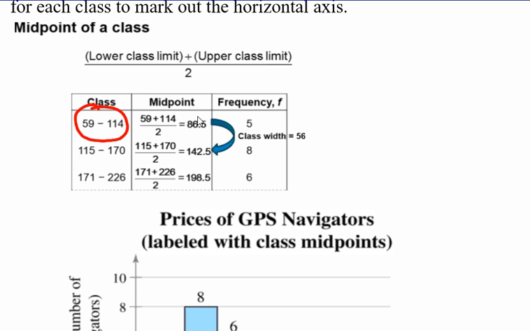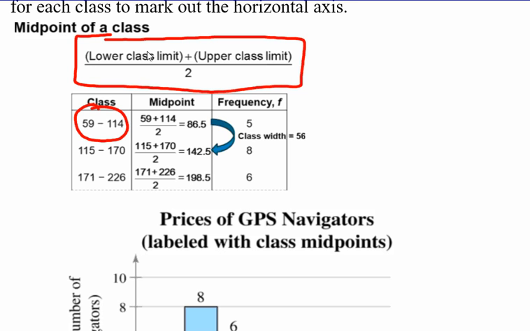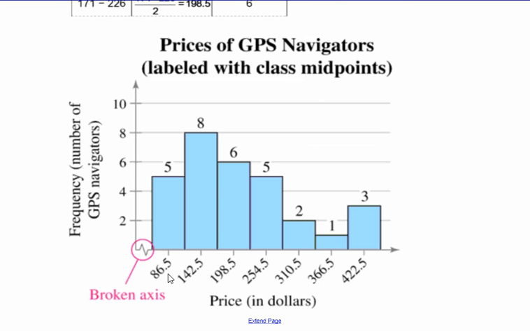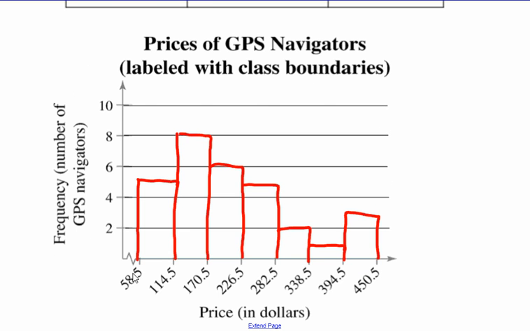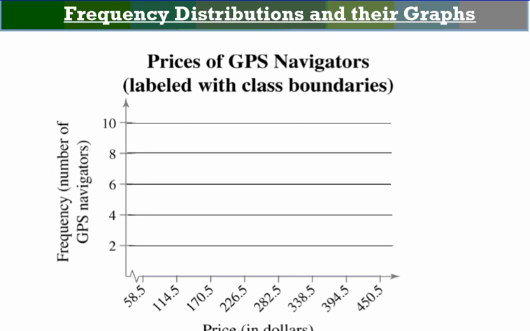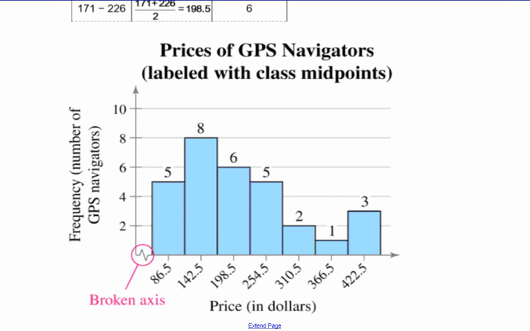It's the average, it's the balance. You take the lower class limit, add it to the upper class limit, and divide by 2. It's the same thing as finding an average test score between two tests. So 59 plus 114 divided by 2 is 86.5. So I could designate this first class by its midpoint, 86.5, whereas in the original, I didn't do it as its midpoint, I just did it in between its class boundaries. So it just depends on what type of information you're trying to convey.